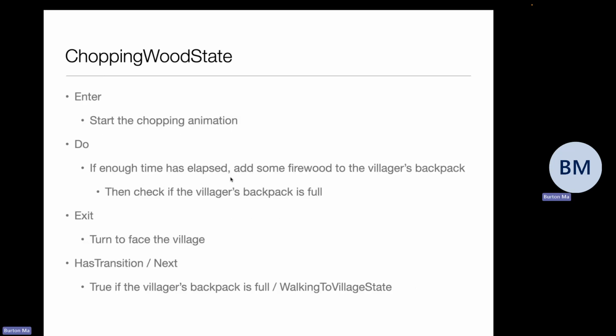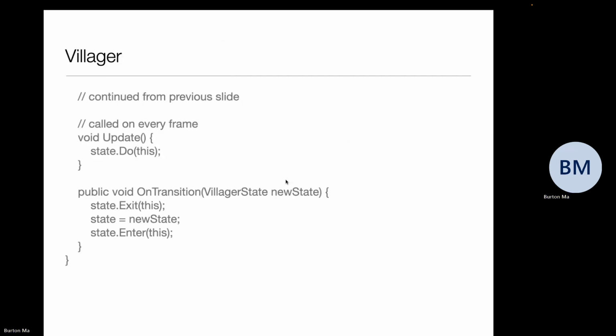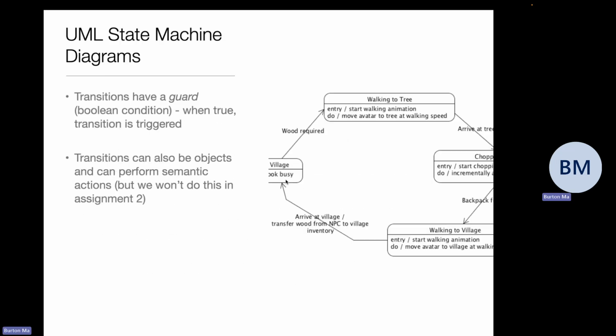Chopping wood, if enough time has elapsed and the villager's backpack is full, trigger the transition. So you can think of all your transitions as having a guard, where to go here, just some condition that's true when you want to trigger a transition.